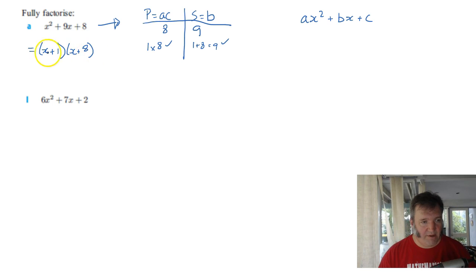If you check it by expansion, x by x is x squared, x times 8 is 8x. I'm going to add another 1x, so 8x plus 1x is 9x. And finally, 1 times 8 is 8. That one's not too bad.